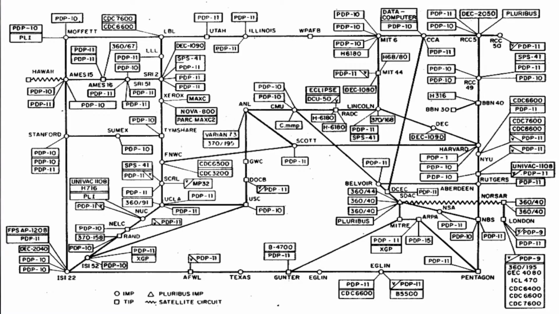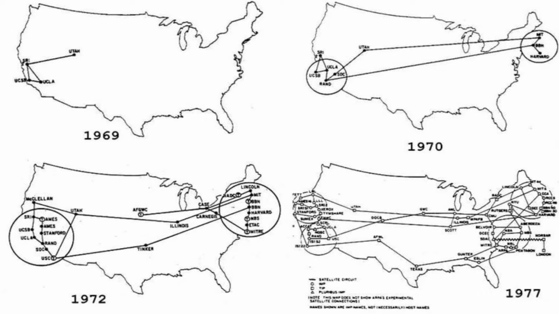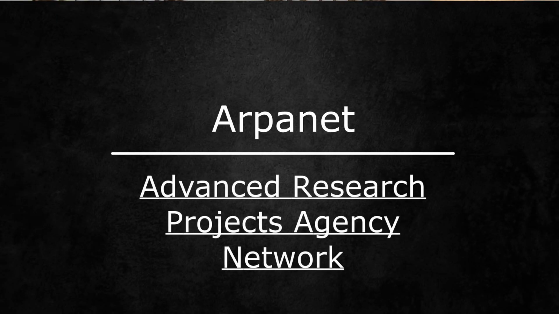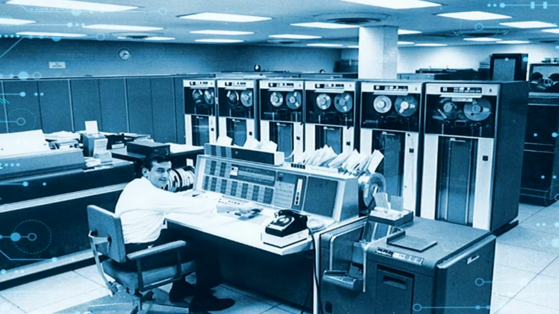Then, 20 years later, the internet was first connected in October of 1969, and it was called ARPANET. ARPANET stood for the Advanced Research Project Agency Network. ARPANET was the first public network of networks.